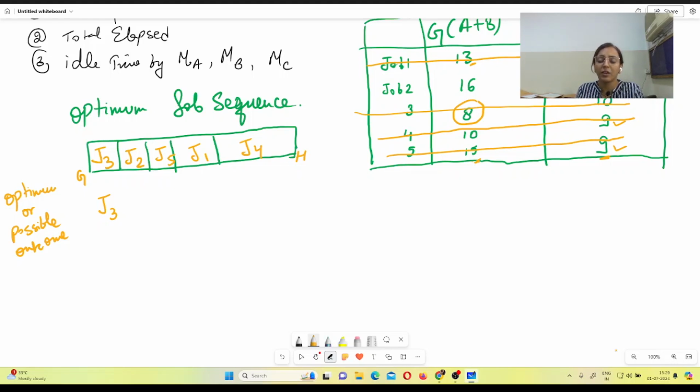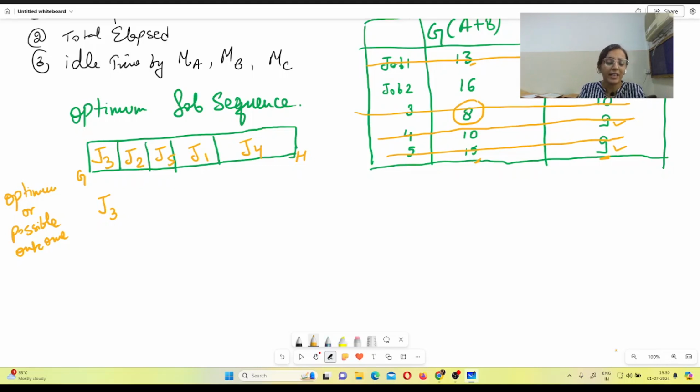15 minus 9 will be 6. In this, their difference is 1. And in this, their difference will be 13. And 13 minus 9 will be 4. Right? So the maximum difference will obviously come in 5.